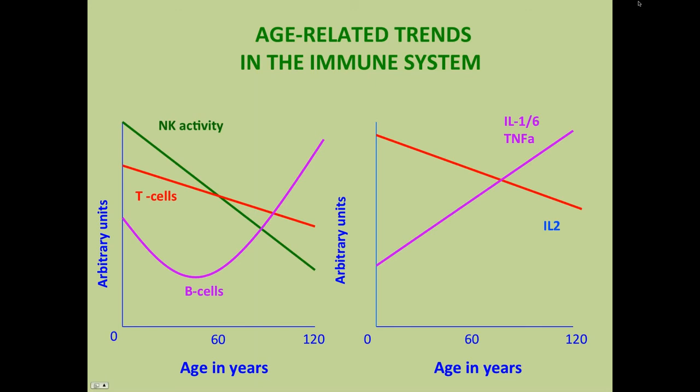On the left, you can see that B cells or acquired immunity is basically at a trough right before the age of 60, and that as you get older between the ages of 60 and, theoretically, if you made it to 120, your acquired immunity would go up. The purple line shoots up. And then on the other side, you see your natural killer cell activity and T cells going down.